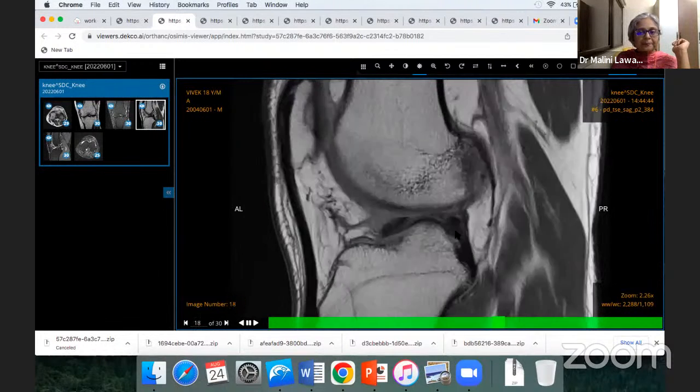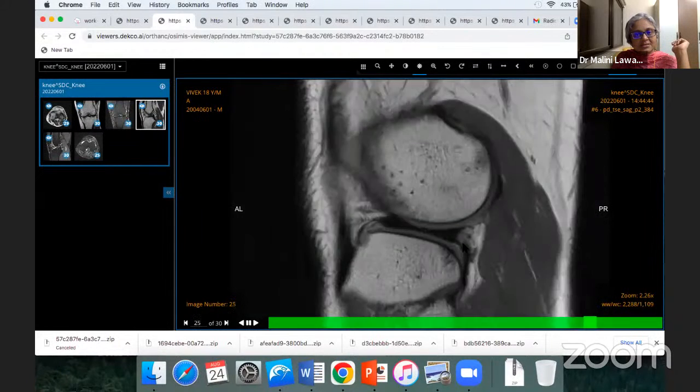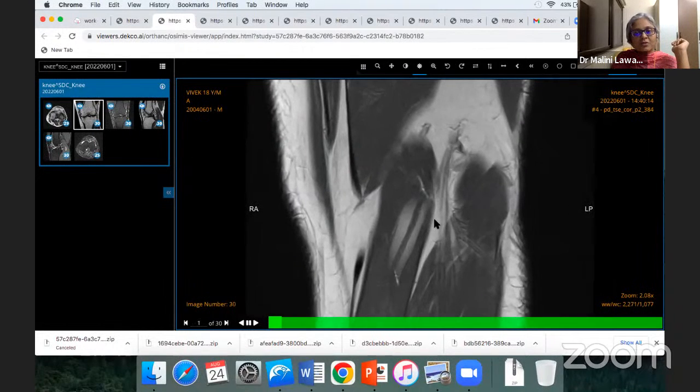There is a tear. This is the lateral meniscus. This is the root of the lateral meniscus. And you can see the lateral meniscus is normal. So now let's look at it on coronal image, what we saw on sagittal image.